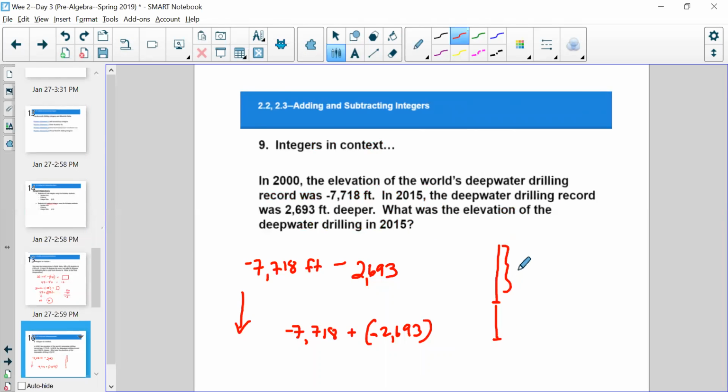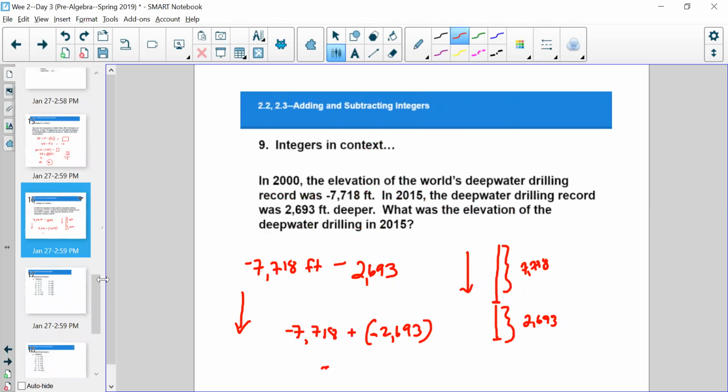So we've drilled 7,718 feet in a direction that's negative in regard to sea level. And so what we did is we drilled 2,693 feet more into the negative. So that just means that when you're adding this up, you could look, well, they're both negative. So are the signs the same? Yes. And when the signs are the same, you just add those together, and you'll get your total depth.